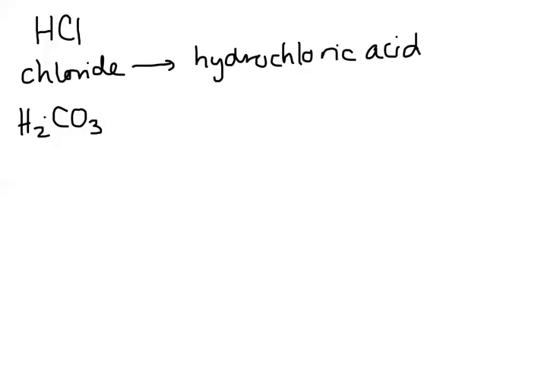H2CO3, what's the name of our anion? Carbonate, because that's our ate of our carbon oxyanion series, which means our ate goes to ic. I ate some icky acid. It is carbonic acid.